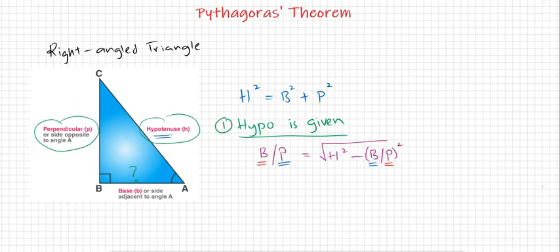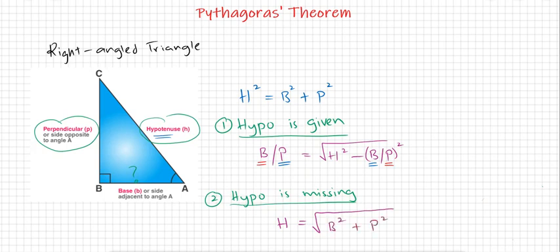Condition number two is when the hypotenuse is missing. In that case, you will use this formula. H equals under root, the squares of the given two sides, base square plus perpendicular square. You can say perpendicular square plus base square as well. Both things mean the same.